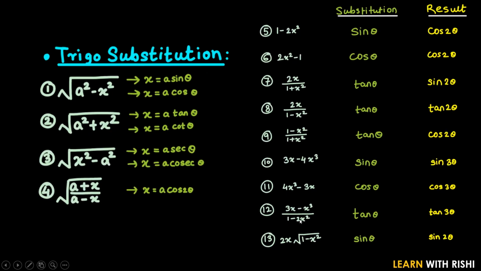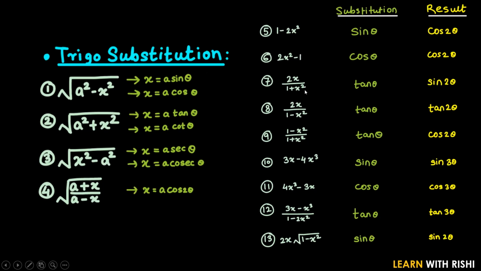Other substitutions are based on the trigonometric formulas. Like if you have a function 1 minus 2x square, so you can here substitute x is equal to sine theta. So it will become 1 minus 2 sine square theta, which is nothing but formula of cos 2 theta. Similarly, here if you substitute cos theta, it is 2 cos square theta minus 1. Again, it is a formula of cos 2 theta.